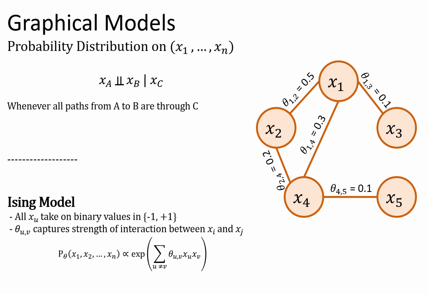A canonical example of a graphical model is the Ising model, which was first used to model magnetic systems. In this model, each xi takes a spin of plus or minus 1, representing spin up and spin down. The probability mass function for the Ising model is shown at the bottom of the slide. The theta values on the edges of the graph represent the strength and sign of local correlations.